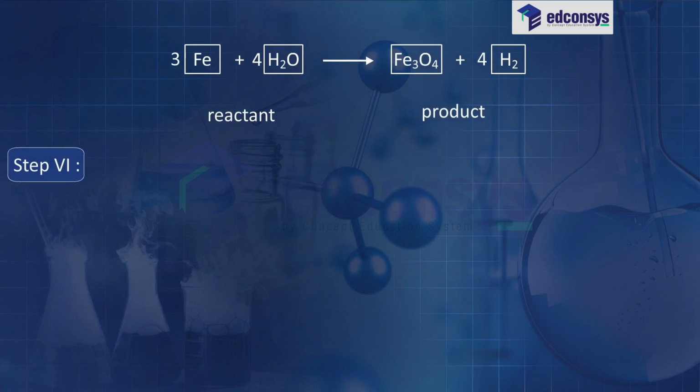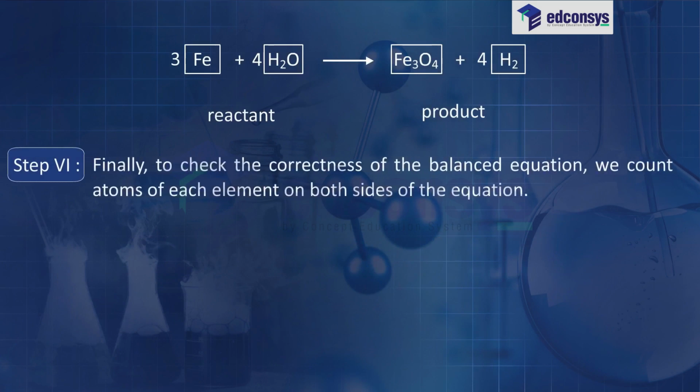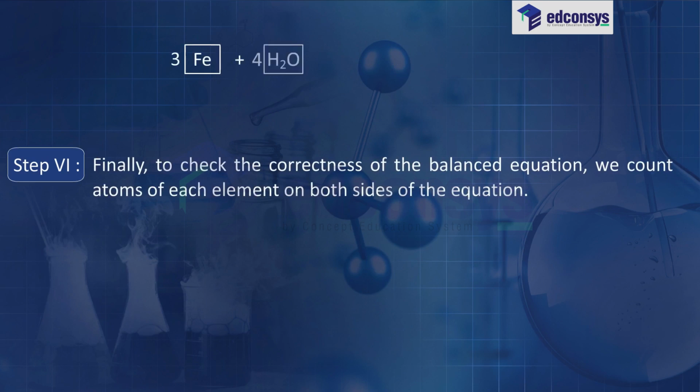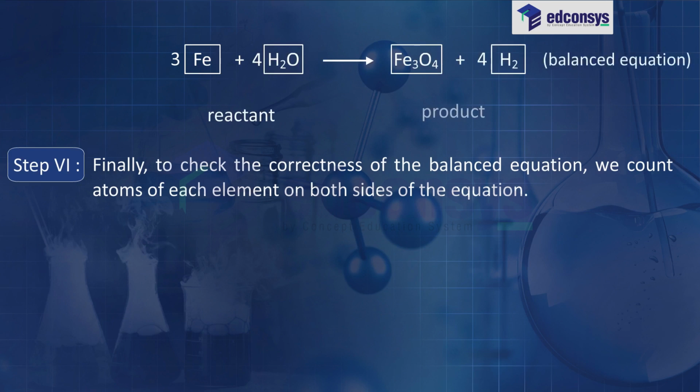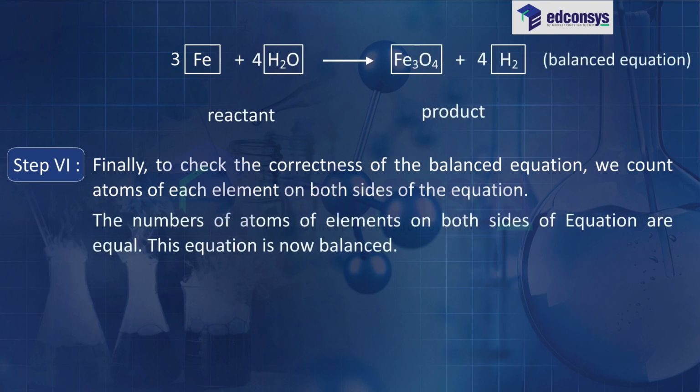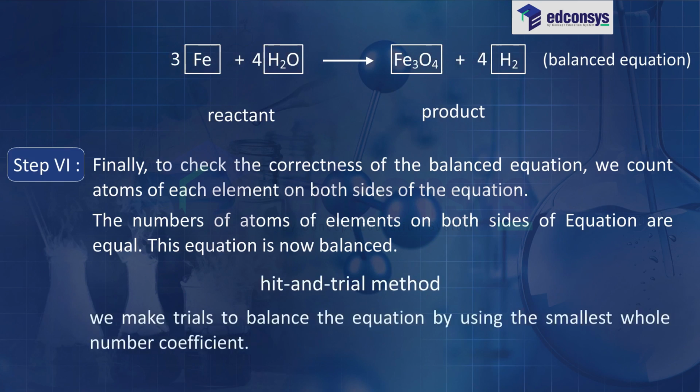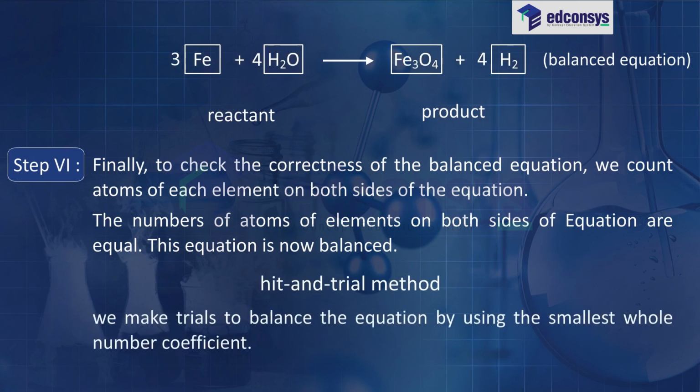Step 6. Finally, to check the correctness of the balanced equation, we count atoms of each element on both sides of the equation. 3Fe plus 4H2O gives Fe3O4 plus 4H2. The numbers of atoms of elements on both sides of the equation are equal. This equation is now balanced. This method of balancing chemical equations is called hit and trial method, as we make many trials to balance the equation by using the smallest whole number coefficient.